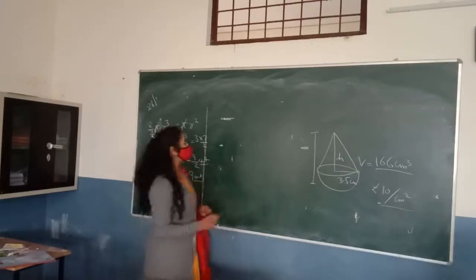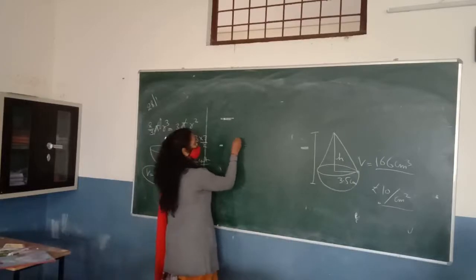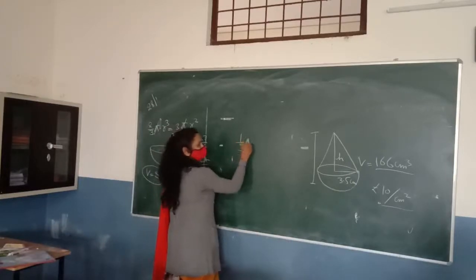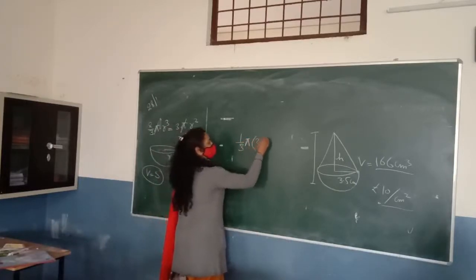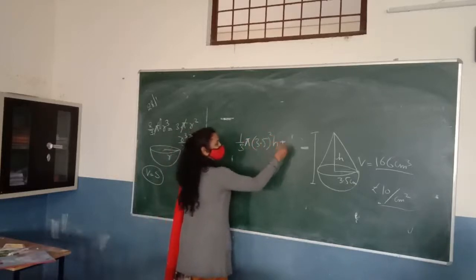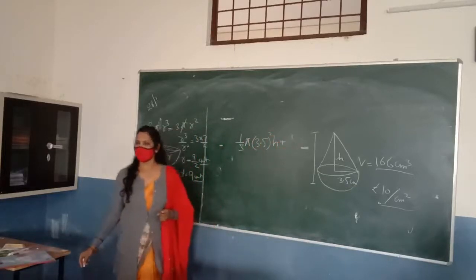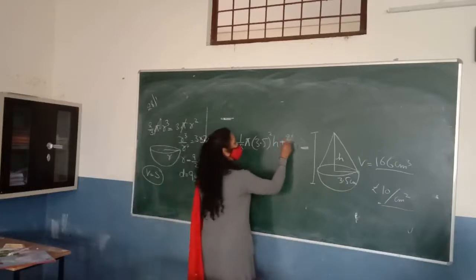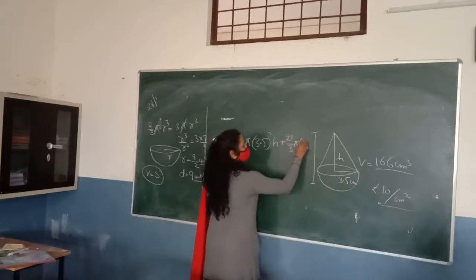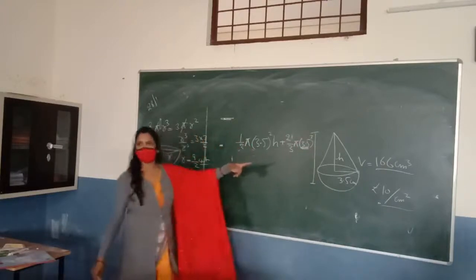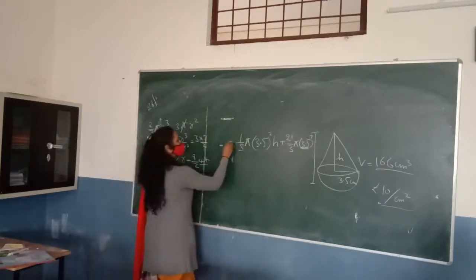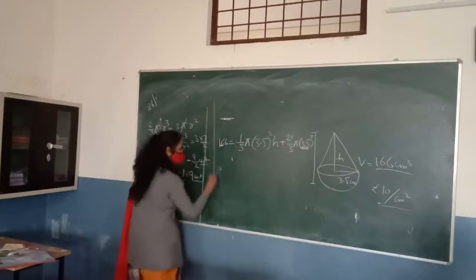And what is the volume of cone? 1/3 pi r square h. Very good. And what is the volume of the hemisphere? It is 2/3 pi r cube. And this whole volume is equal to 166. It is given in the question. So it is equal to 166.